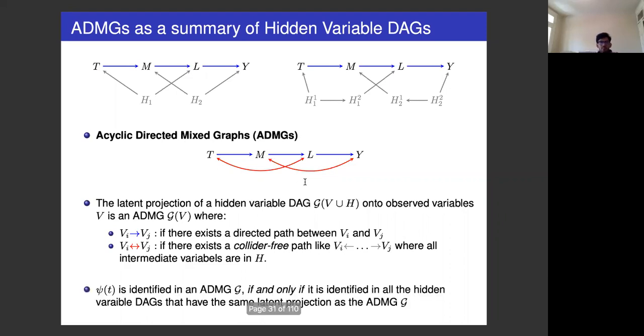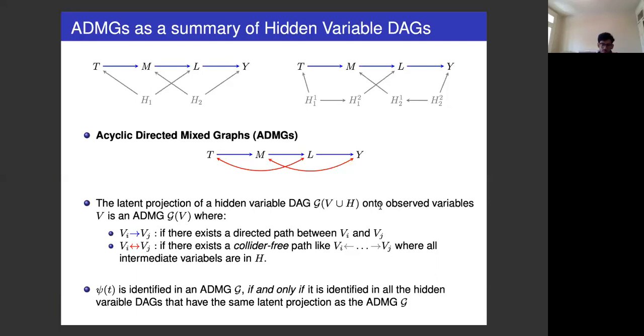And the thing is that the effect, or the counterfactual mean, is identified in the ADMG if and only if it is identified in all the hidden variable DAGs that have the same latent projection that leads to this ADMG. So this is reassuring, because you don't need to worry about situations like, what if the effect is identified in the ADMG, but might not be identified in the hidden variable DAG, or vice versa. This situation is never going to happen. That's why ADMGs are just a cool summary of hidden variable DAGs.